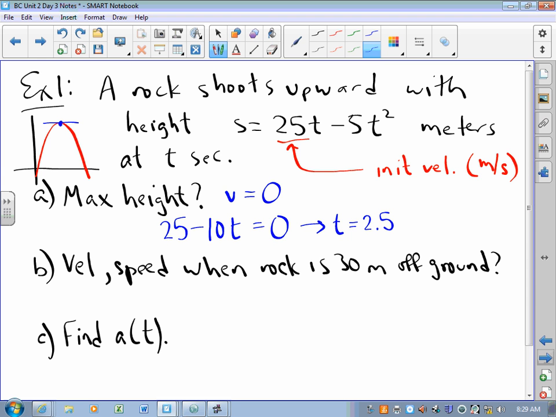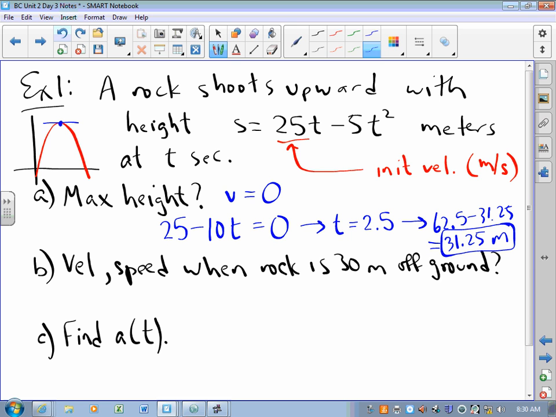But that's not what I'm asked. I'm asked what the maximum height is, and so I've got to sub that 2.5 into the displacement function, and that gives me 25 times 2.5 is 62.5. 2.5 squared is 6.25 times 5 is 31.25. So that's 31.25 meters. That's the maximum height of the rock off the ground.